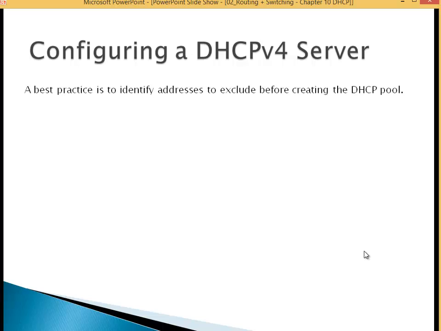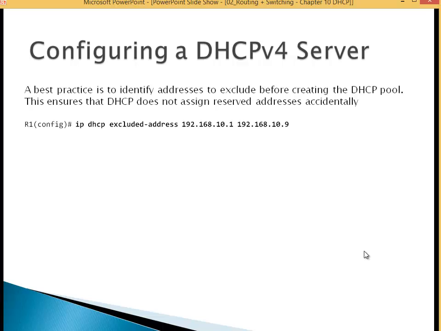The best practice is to identify addresses to exclude before creating the DHCP pool. So to ensure the DHCP does not assign reserved addresses accidentally, we go to the global configuration command and we say ip dhcp excluded-address. They can be in a range, so that's the first address in the range up to .9. So what we are excluding: 192.168.10.1, .2, .3, .4, .5, .6, .7, .8, up to .9. That's the range.